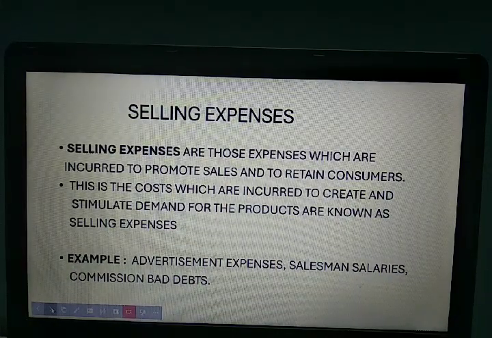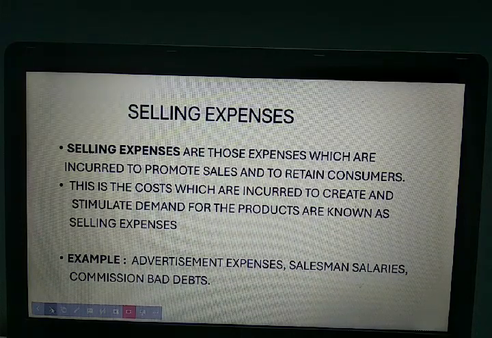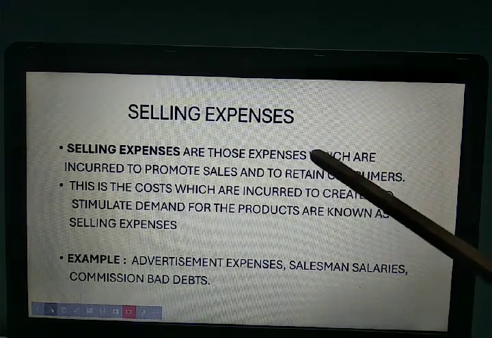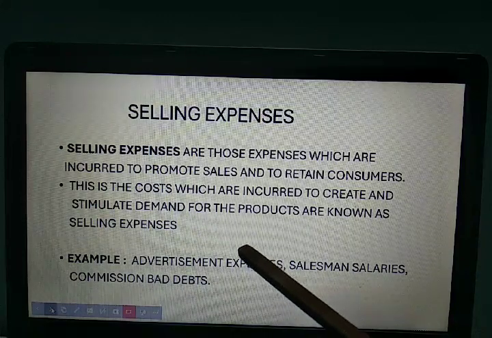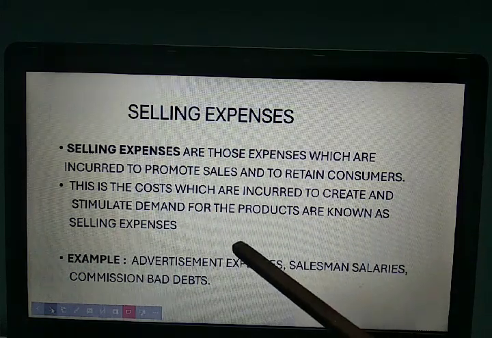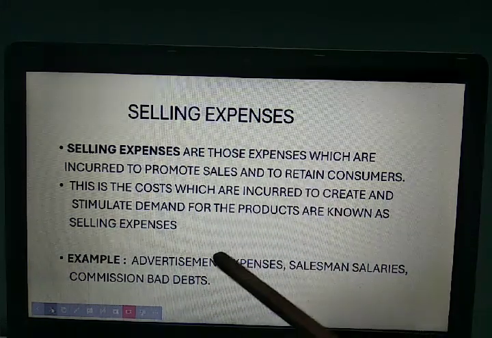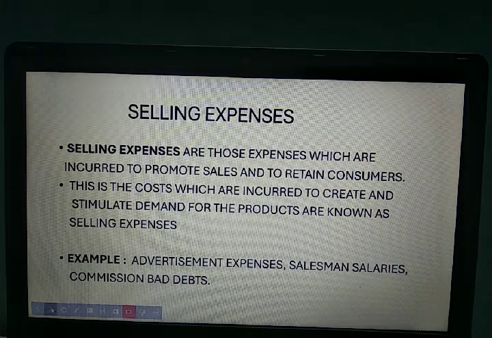Now we will go for selling expenses. Selling expenses are also needed, because without them you cannot promote your sales and retain your consumers. Selling expenses are those expenses which are incurred to promote sales and to retain consumers. This is the cost incurred to create and stimulate demand for the products, known as selling expenses. You see that if you have a continuous process and some demand is there, you have to retain that demand for a long time. So always you promote sales and retain consumers.